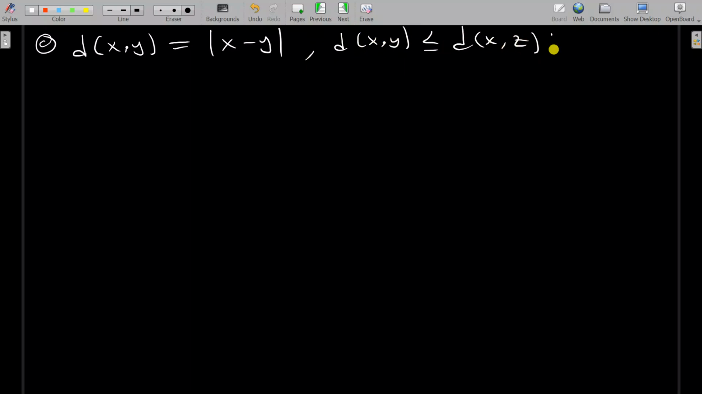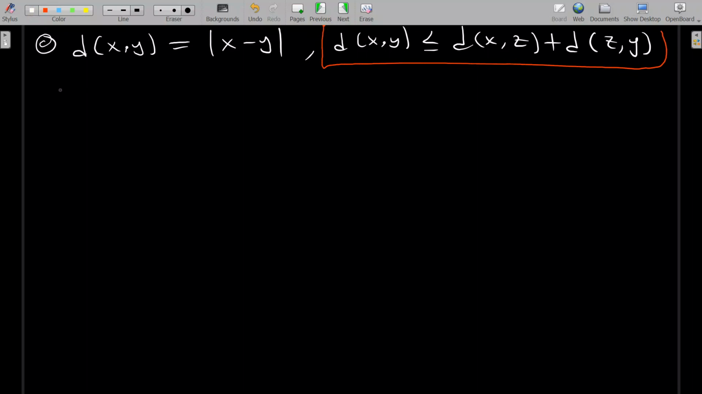On R, we have d of xy being equal to the absolute value of x minus y. Now I want to show that this indeed satisfies the triangle inequality, which at the end we should get something like d of xy is less than or equal to d of xz plus d of zy. So this is what we should get. Now let's circle this and put it somewhere, as these are end products.